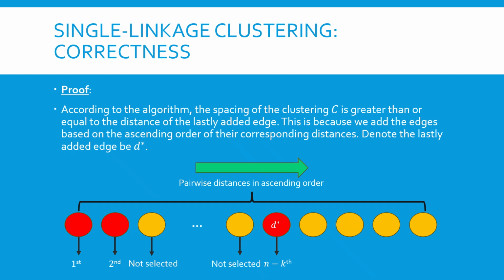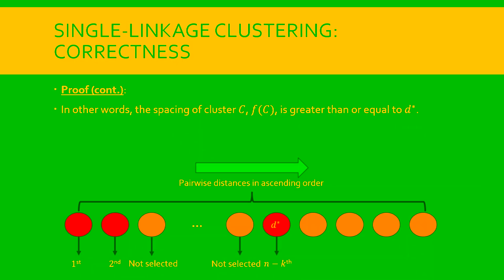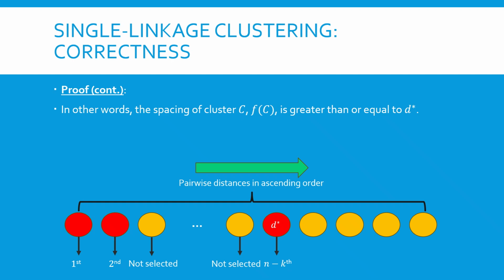Let the last distance chosen by the algorithm be d star. This is the distance used in the final merge before the algorithm reaches k clusters. Since d star was selected to merge two clusters, it must represent an in-cluster distance. Because all distances are sorted in ascending order, and d star is the last in-cluster distance chosen, every remaining between-cluster distance must be greater than or equal to d star. Therefore, the minimum spacing fC of the final clustering is at least d star.